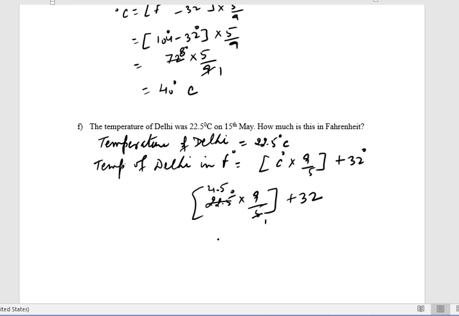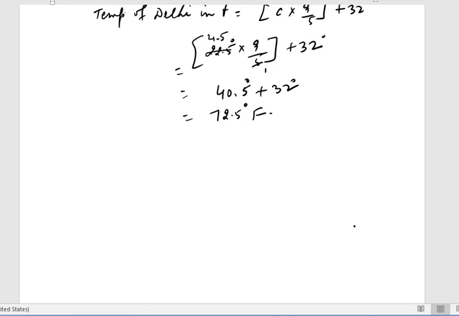4.5 into 9 will be 40.5 degrees plus 32. 32 is also in degrees. Don't forget to put the degree symbol. It will become what? 72.5 degrees Fahrenheit. So the temperature of Delhi is 72.5 degrees Fahrenheit.